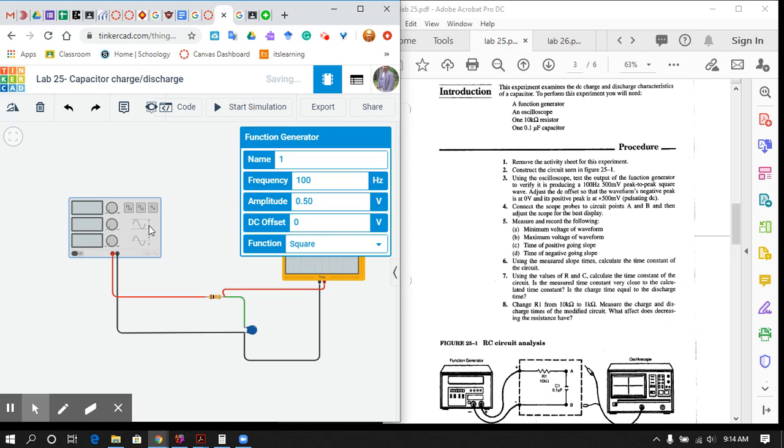Set your function generator for these values right here. You're using a 100 hertz signal in step three, so change this to 100. Over a 500 millivolt peak to peak square wave. The base unit here is volts, so 500 millivolts would be 0.5 volts. So you set your amplitude to 0.5.